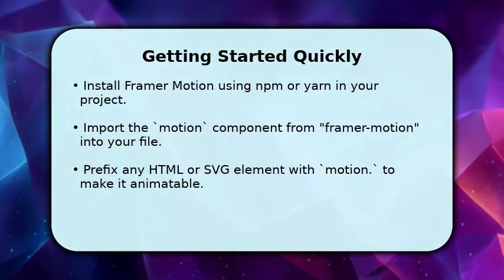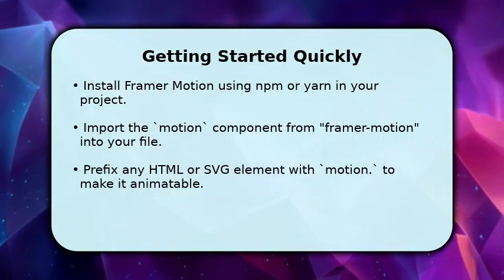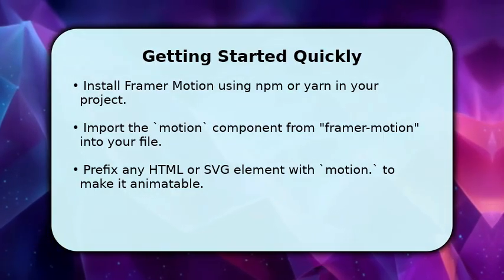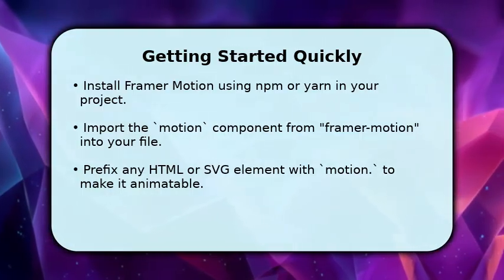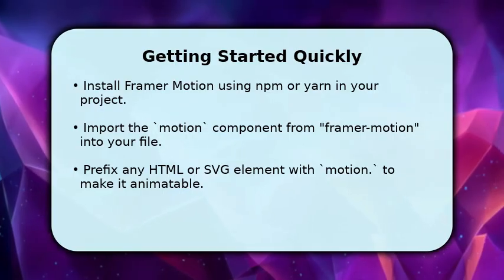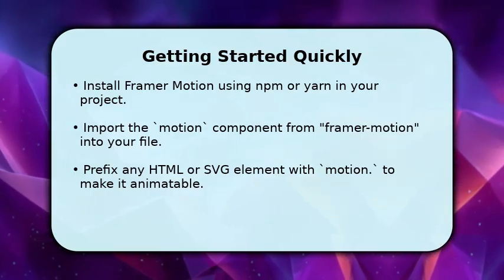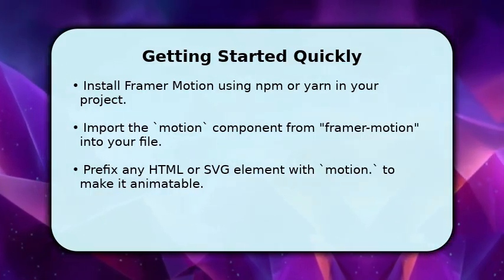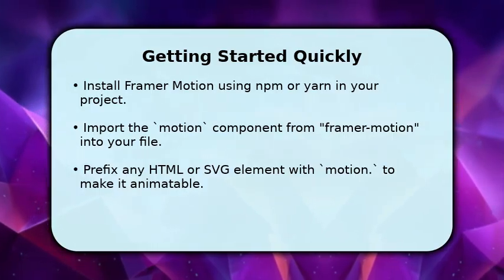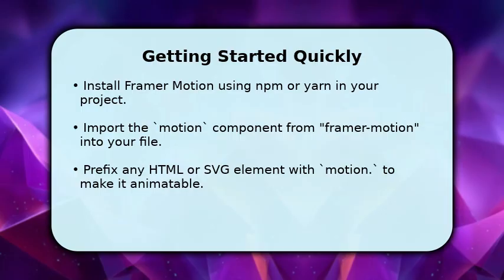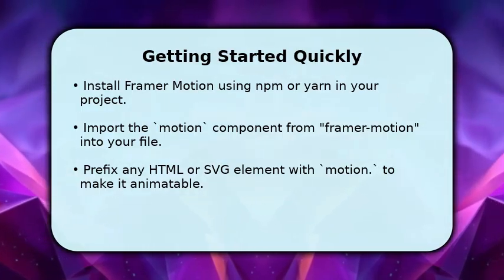To begin, simply install Framer Motion using your preferred package manager, like NPM or Yarn. Once installed, import the Motion component into your React file. Then, transform any standard HTML or SVG element into an animatable one by prefixing it with Motion. For example, Motion div. You can then define your target animation styles directly on this component using the animate prop, making your first animation in just a few lines of code.